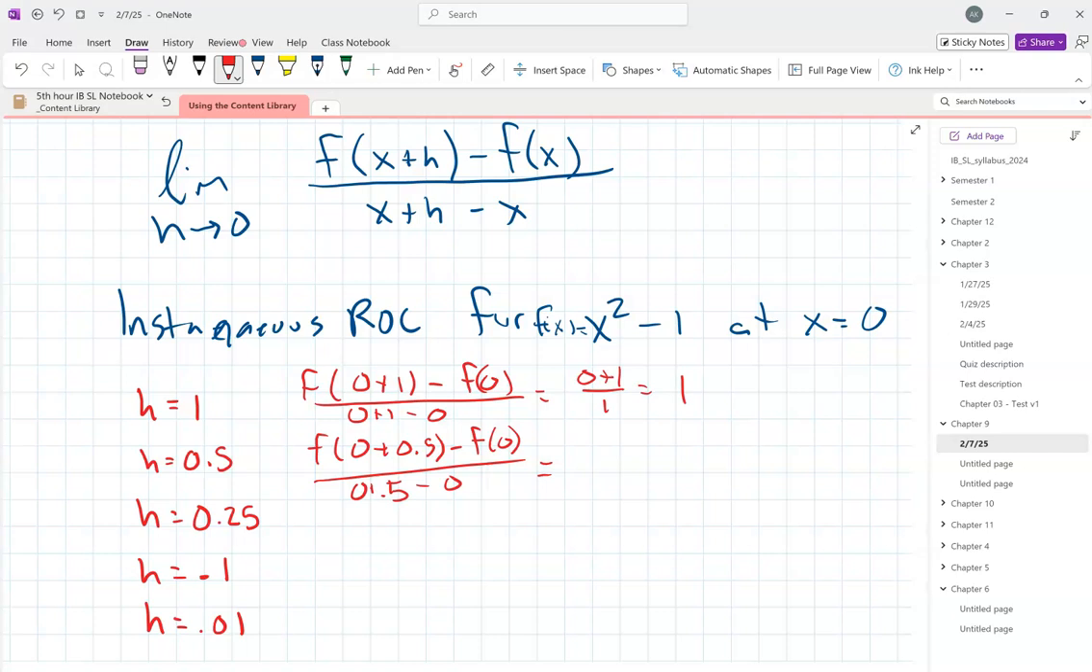So that's going to be negative 0.75 minus 1, negative 1 over 0.5.